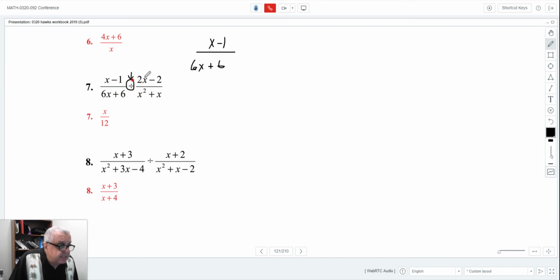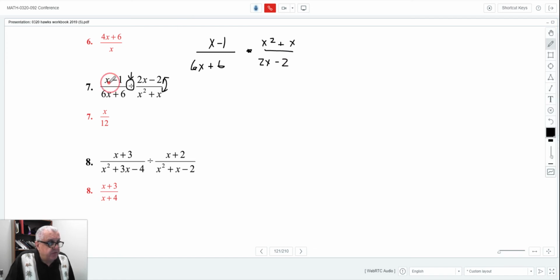You change the divide sign to multiply, and then you flip the second fraction. X squared plus x over 2x minus 2. Keep the first fraction, change the divide sign to multiply, and then flip the second fraction. So now we're going to just use our rules. Step 1, factor everything you can. And step 2, cancel.